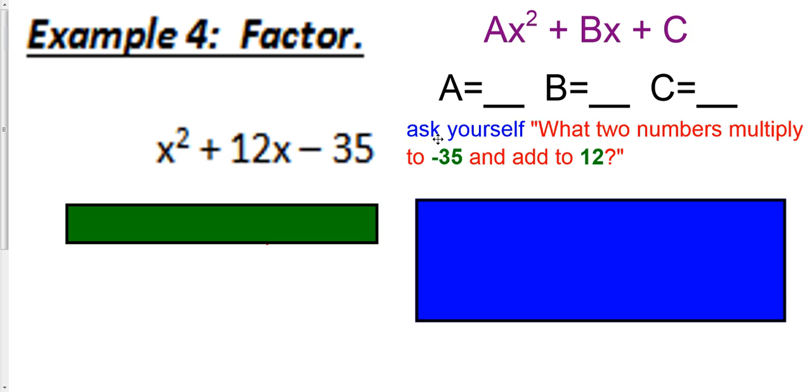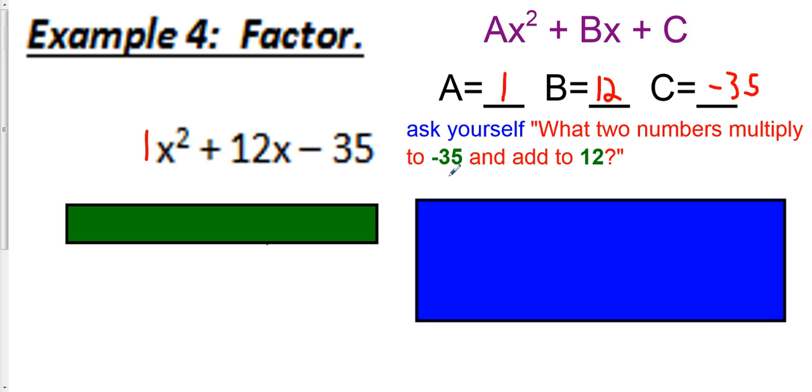See example 4. Again, we have our trinomial, ax squared plus bx plus c. The a out front here is 1. The b is going to be positive 12. The c is going to be negative 35. So the question, again, that we have to ask ourselves is what two numbers will multiply to negative 35 and will add to positive 12?